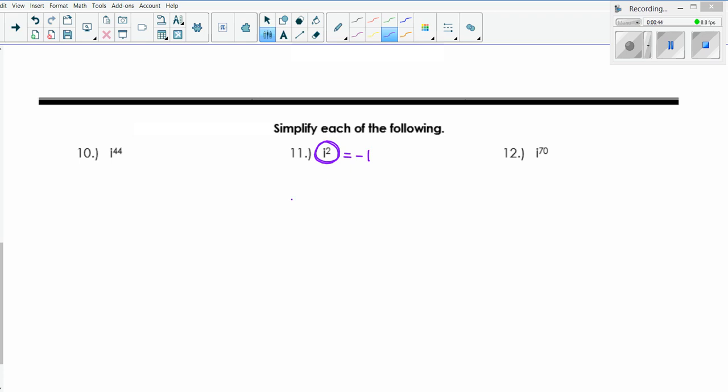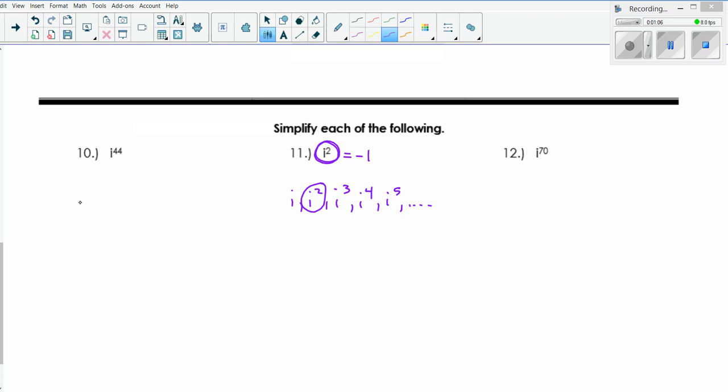So we don't need to memorize what i squared, i to the third, i to the fourth, i to the fifth, and so on are. Really the only thing we need to know is what i squared is. If we know what i squared is, we can make everything look like i squared by using the power of exponents. Okay, so let me explain.